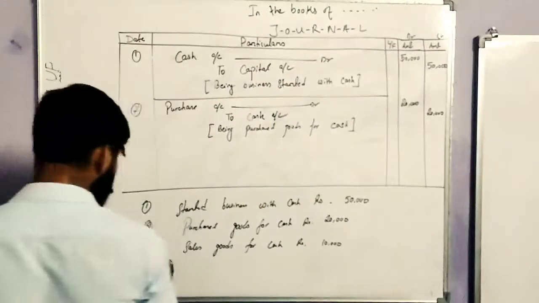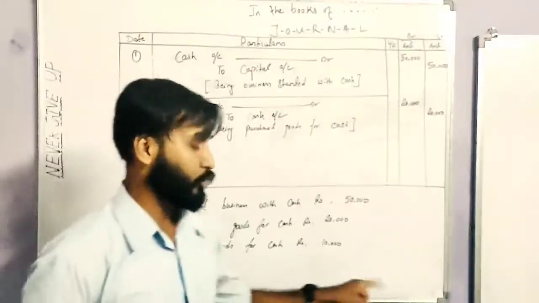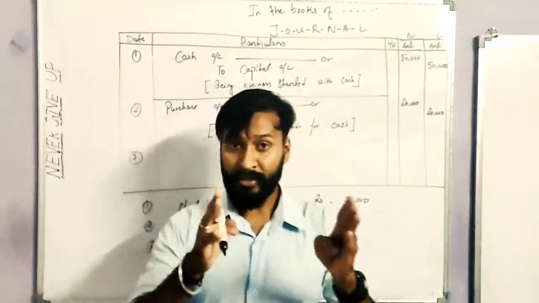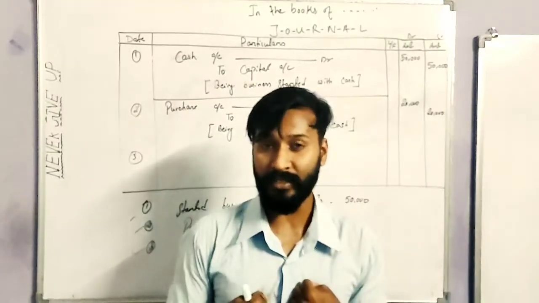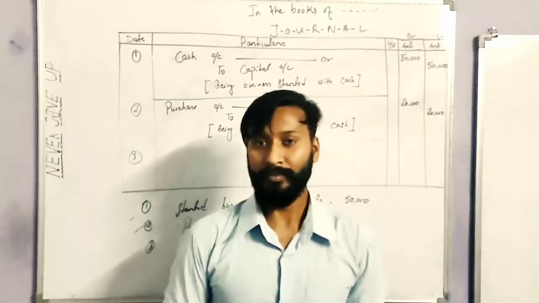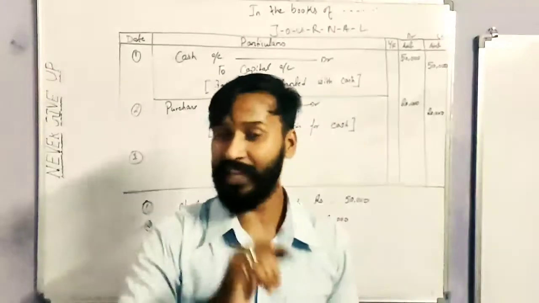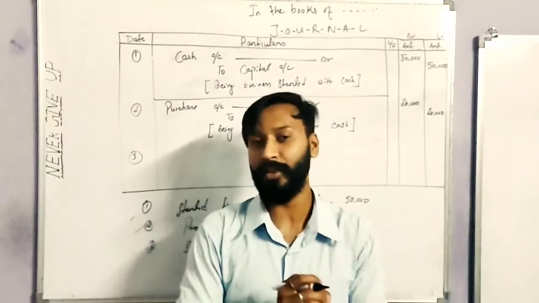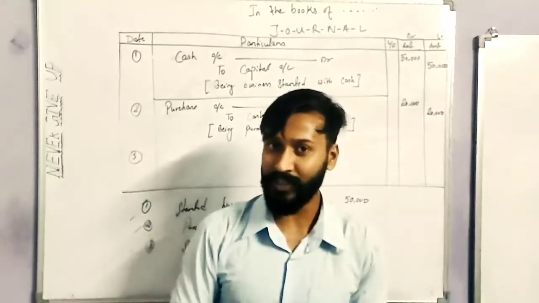So come to the last transaction, that is third number. Sale goods for cash rupees 10,000. Remember, for doing this journal, consider yourself as a business. You are the business. Now you have sold some goods. So it is your income. If you sell anything, that means it is your income. So that means cash is coming in the business.